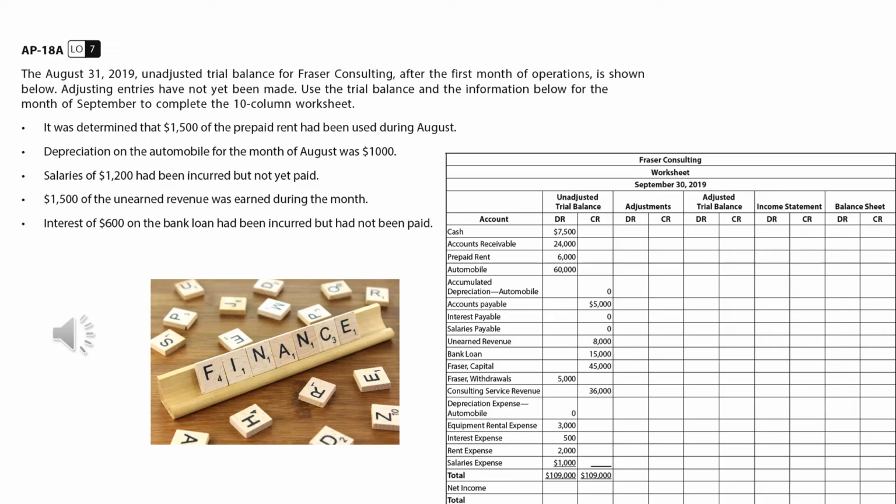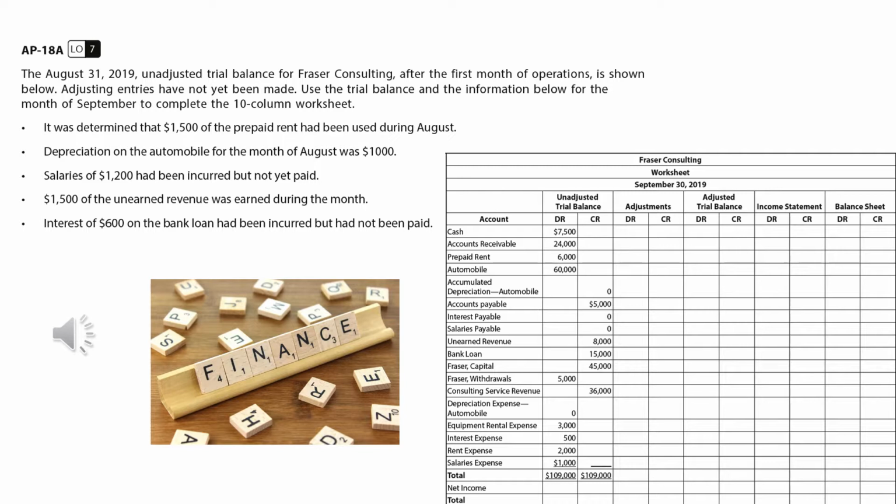All right, Chapter 6, Question 18A. So in this question, we've got a company called Fraser Consulting that, after the first month of operations, is showing the following unadjusted trial balance details. Adjusting entries have not yet been made.